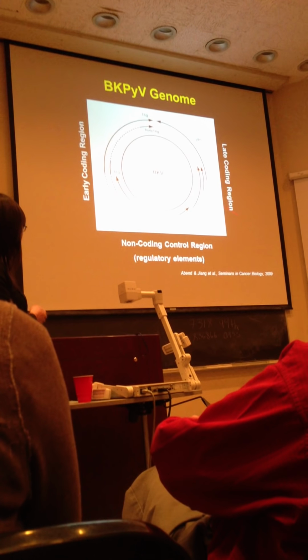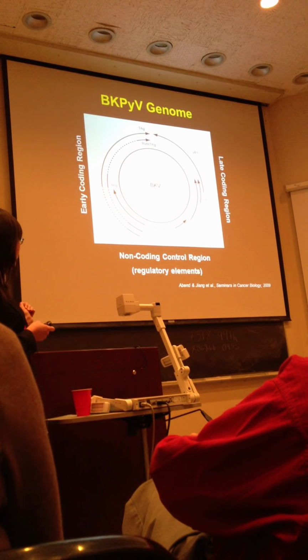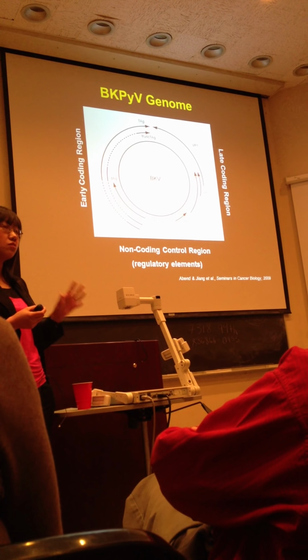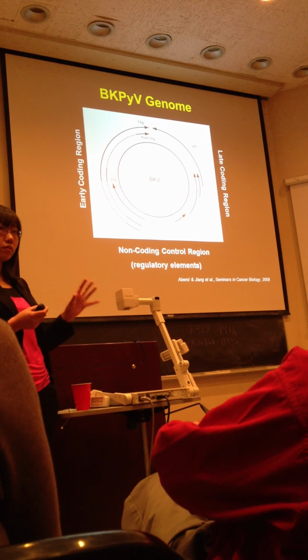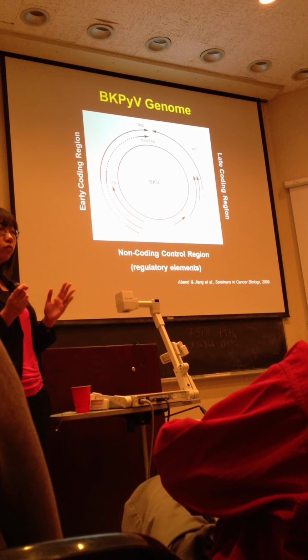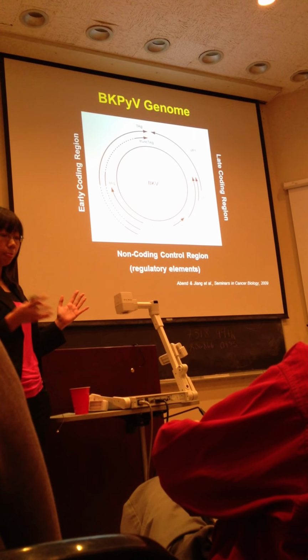And in the middle is a third region, which I'll be referring to as the non-coding control region, or NCCR. This region contains the regulatory elements for virus replication, such as the origin of DNA replication and the promoters for both the early and late transcription.